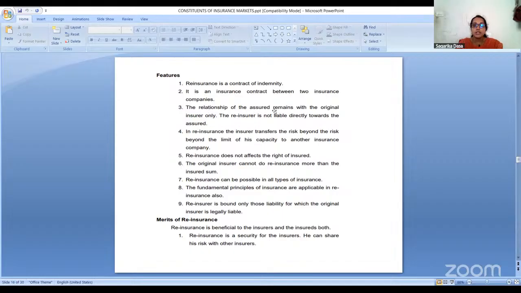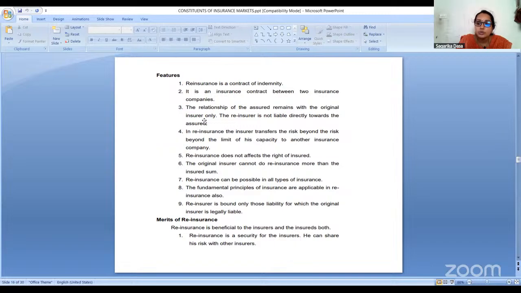The relationship of the insured remains with the original insurer only. The reinsurer is not liable directly towards the assured. Say for example, A is the policyholder, B is an insurance company, C is an insurance company. A has taken a policy from B. Now, the insurance policy is between A and B. B is the company, A is the holder. They both have entered into an insurance contract.